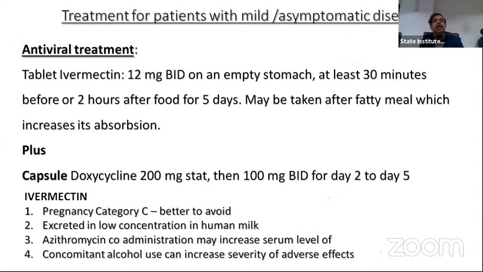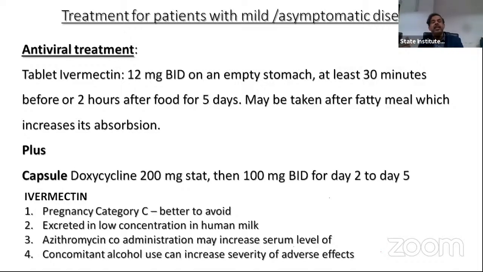Now coming to the antiviral and the dosing schedule we are advising in the state, and you should follow this dosing schedule only. Tab ivermectin 12 mg twice a day. There are reports on Google that it should be taken on an empty stomach, at least 30 minutes before or 2 hours after food. And there are also a few publications in PubMed which suggest that if you take this medicine with a fatty meal, it will increase the absorption. That's important. So the patient may take the drug with a half glass of milk or butter, which will increase absorption of the drug. You can follow either of them, and both are available in PubMed, and that's why I have put up both modalities of taking the medication.